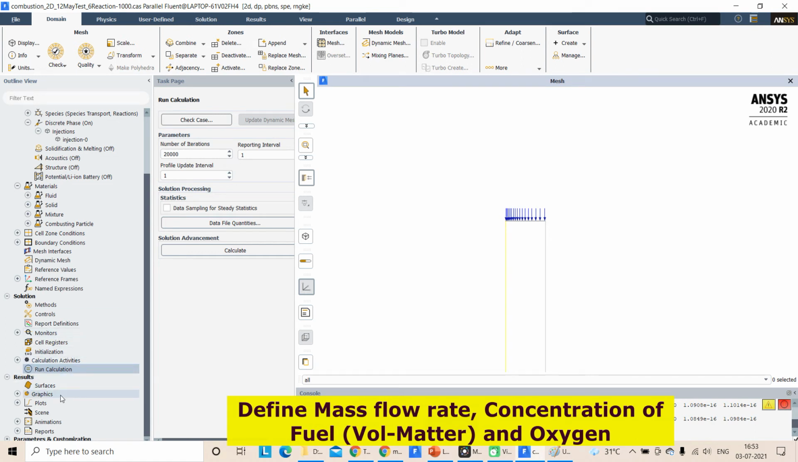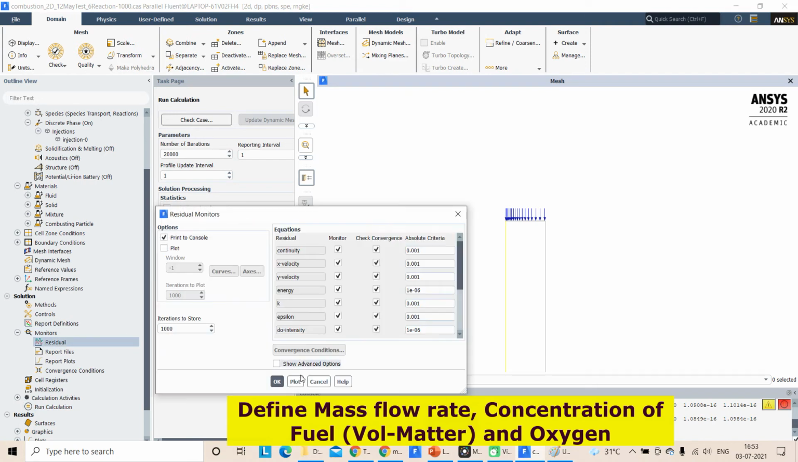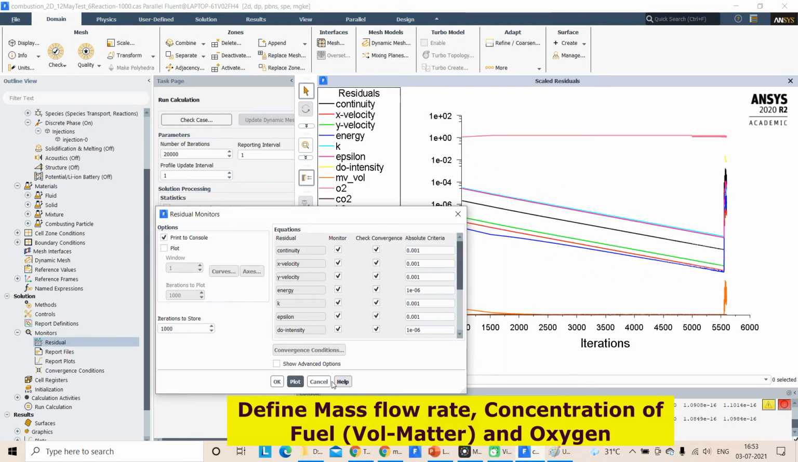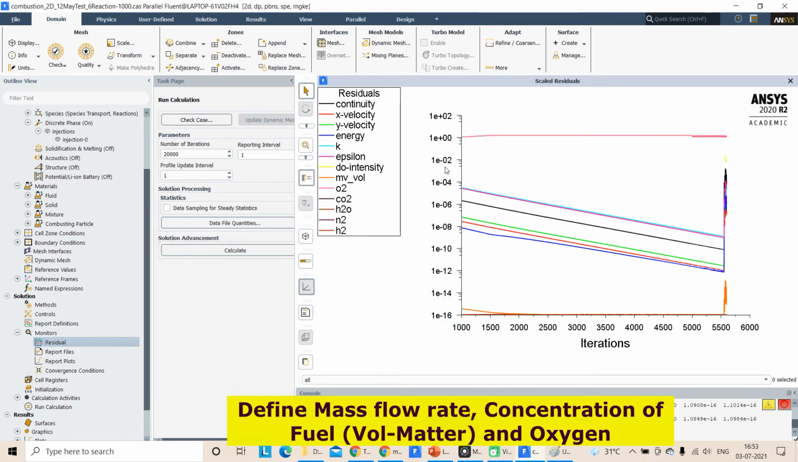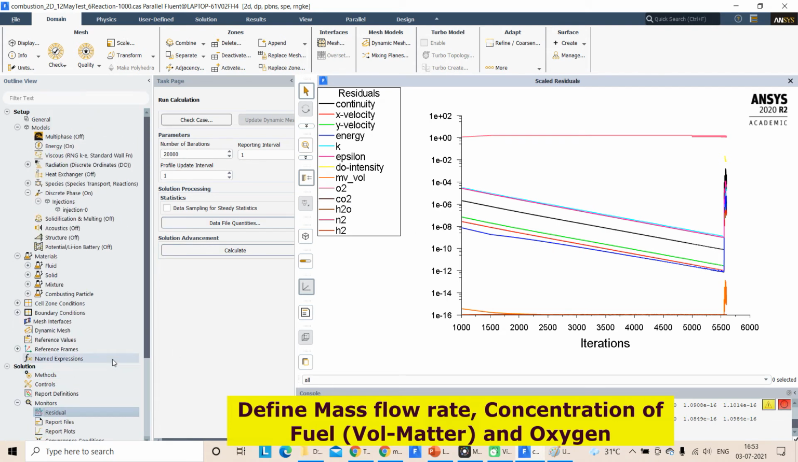Here we can see the residuals. These are the residuals of the species, which are solved apart from the mass, momentum, and energy equations. The MU volatile equation is also solved. This is the setting for the solid coal fuel combustion.